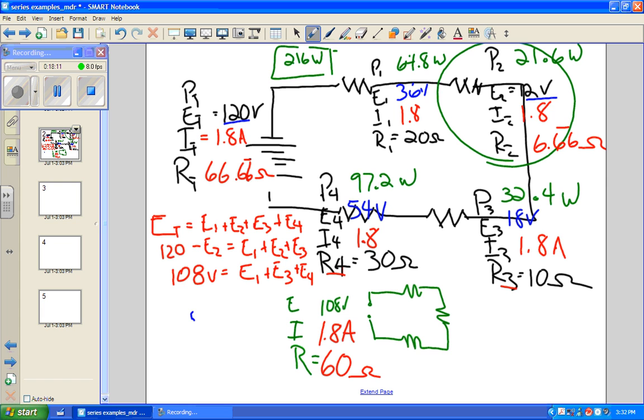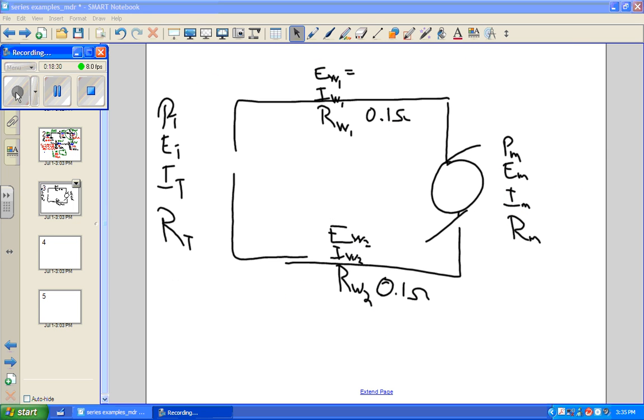Let's multiply 120 times 1.8. 216. I'm telling you, it's a miracle. Pure functional magic, at least. All right. So we've got everything. We found out everything we need to know about this thing. And there we go. All right.